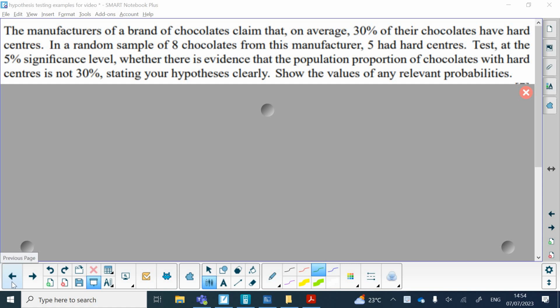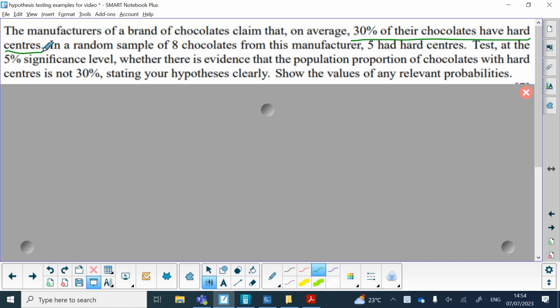Hi, I'm going to do binomial hypothesis testing for a two-tailed test using the distribution menu. Okay, let's look at this question. The manufacturers of a brand of chocolates claim that on average 30% of their chocolates have hard centres. So we're interested in ones that have hard centres. That's going to be a success.